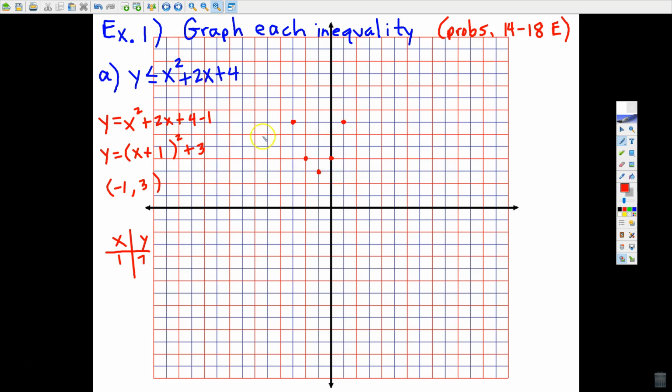Alright, and so now I'm ready to sketch the graph, but remember when we were talking about graphing linear inequalities, if it is or equal to, then it was a solid line. If it was not or equal to, then it was a dotted line, and that same principle is true with our parabolas. Since this says or equal to, then I'm going to have a solid U shape. And we'll look at an example in just a moment where it's going to be dotted.